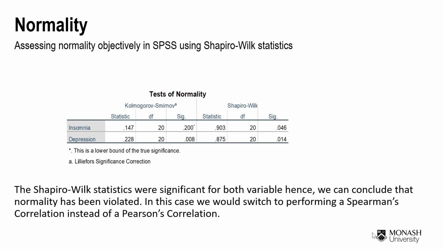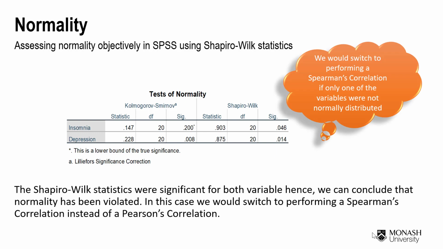In this case, we would switch to performing a Spearman's correlation instead of a Pearson's correlation. We would also switch to performing a Spearman's correlation if only one of the two variables were not normally distributed.